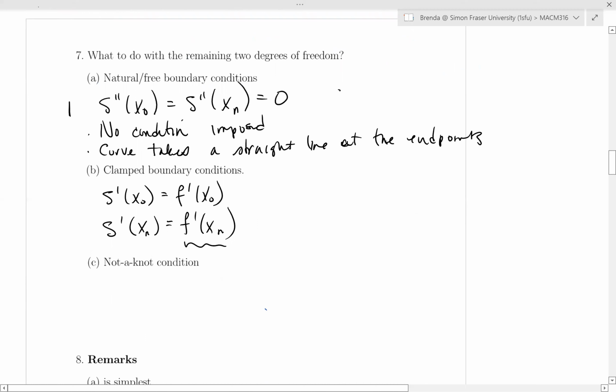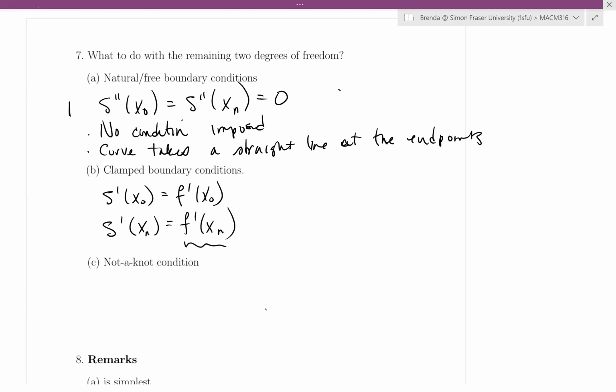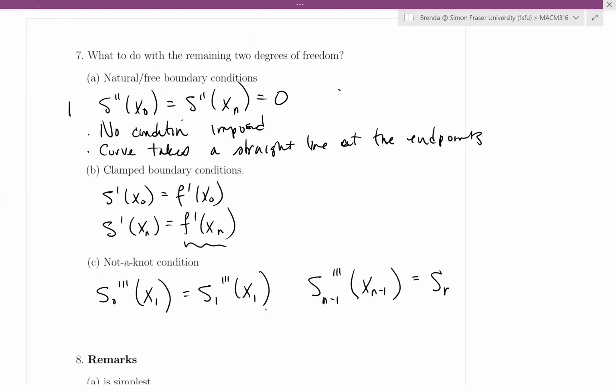The other one is called the not-a-knot condition. That is to ask that the third derivative of your leftmost polynomial at your first point is equal to that of the next one. This is imposing a condition only on the first polynomial that you've concocted and the last polynomial. This is the other common possibility.